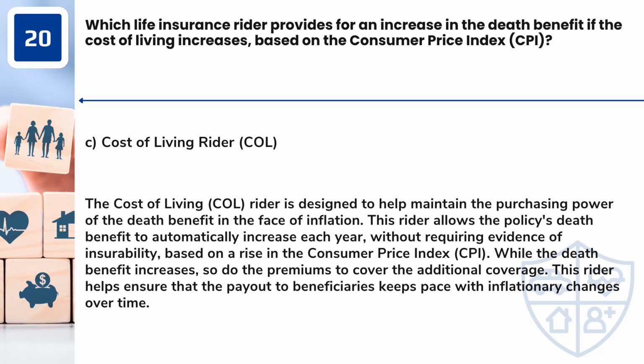The cost of living, COL, rider is designed to help maintain the purchasing power of the death benefit in the face of inflation. This rider allows the policy's death benefit to automatically increase each year, without requiring evidence of insurability, based on a rise in the Consumer Price Index, CPI. While the death benefit increases, so do the premiums to cover the additional coverage. This rider helps ensure that the payout to beneficiaries keeps pace with inflationary changes over time.